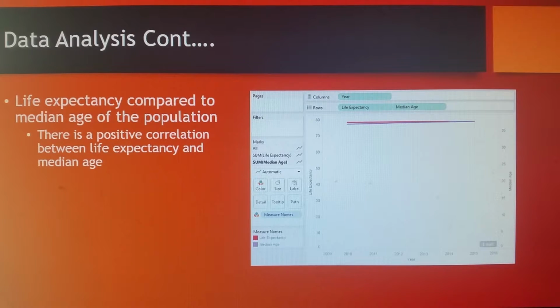My next chart shows the life expectancy and the median age of the population. There is a slight positive correlation between life expectancy and the median age of the population. This shows that as the average age of the population increases, so does the average expected lifespan. This makes sense to me because if the population is living longer, it makes sense that the average age of a person would increase as well.